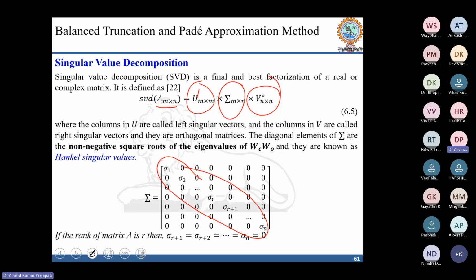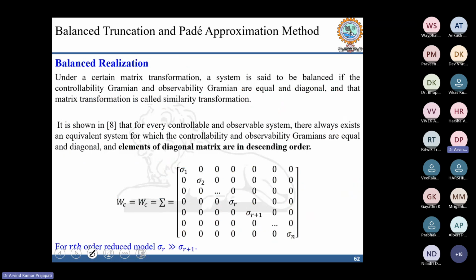On the basis of this diagonal matrix, we are going to reduce the transfer function. For the reduction, if you are going to reduce an nth order system into an rth order system, then the (r+1)th singular value must be much less than sigma r. So here sigma 1 is greater than sigma 2, sigma 3, and sigma r is greater than sigma r plus 1. For an rth order reduced model, sigma r plus 1 should be very low. If sigma r plus 1 is not much less than sigma r, then you will get a steady state error. To overcome that steady state error, I have proposed a model order reduction and modified balanced truncation technique.